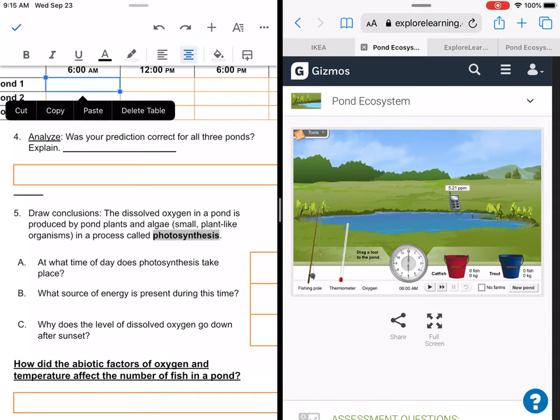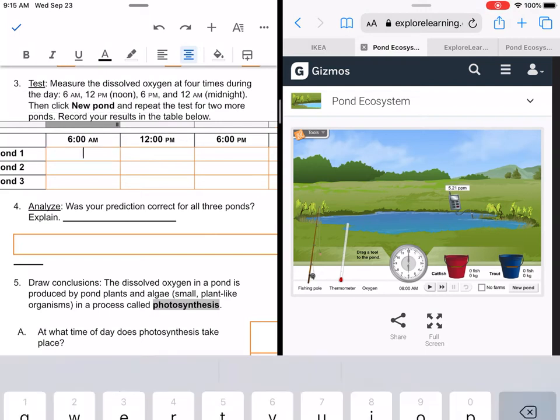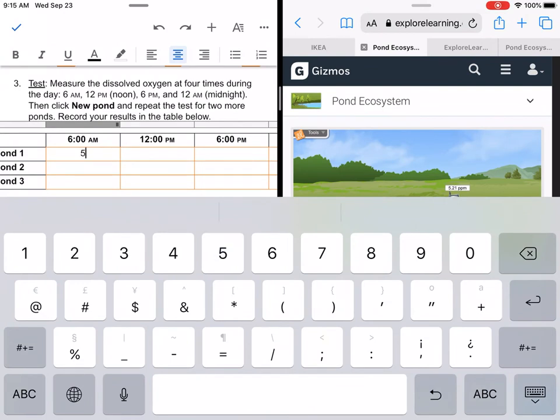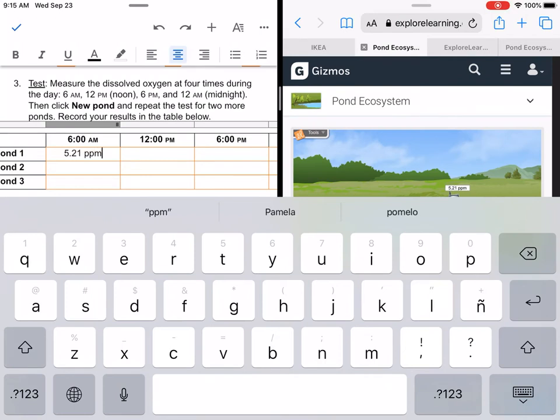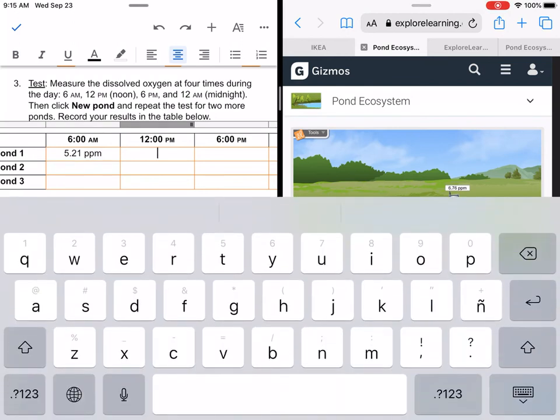And I have dissolved oxygen, and that is what I am measuring. And so I am going to measure at 6 a.m., which is the time right now. And it looks like my dissolved oxygen is 5.21 parts per million. And now I'm going to run it until noon, and I'm going to hit those double buttons to see what happens. All right, so at noon, I am up to 6.76 parts per million. Again, depending on your pond, you're going to have different results.